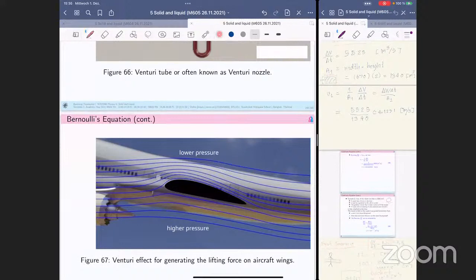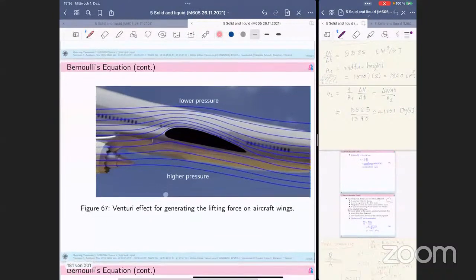That's why the air needs to have higher speed at the upper location. Once it has higher speed, this area should also have lower pressure. And this area, once it has a shorter distance, has a lower speed, but it needs to have higher pressure. And when it has higher pressure, if you multiply by the cross-sectional area under the wing, you get lifting force, and the lifting force is used to lift the whole airplane. That's the principle of the Venturi effect.